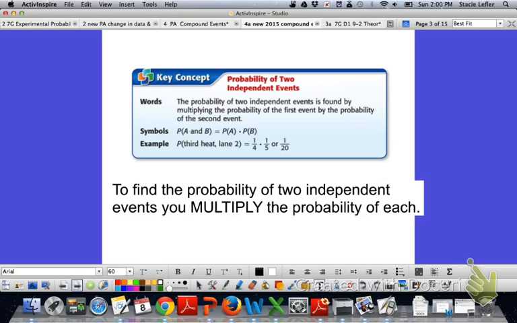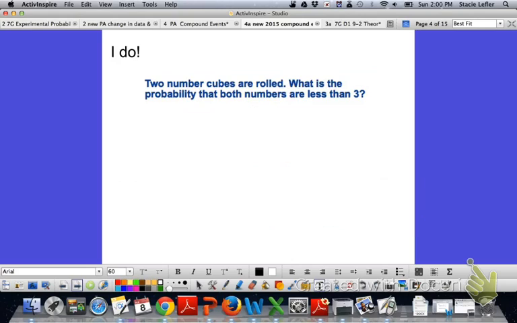So a key concept is that we're going to multiply the probability of each, such as 1/4 times 1/5 would equal 1/20. In this example, we have two number cubes that are rolled. What is the probability that both numbers are less than 3? And our number cube, that is a 6-sided number cube.